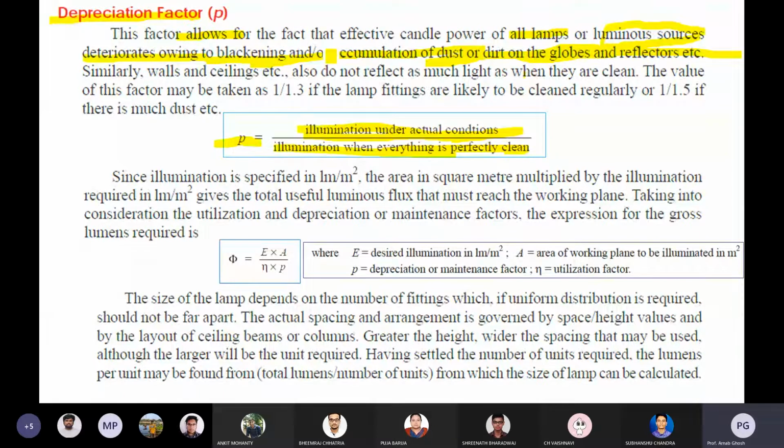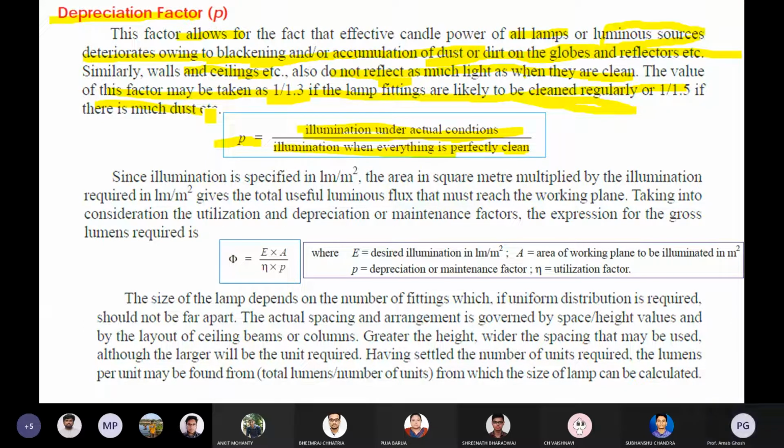So if the illumination under actual condition is 1, for the perfectly clean case it can be 1.3, it can be 1.5. Based on that value you can decide that one.